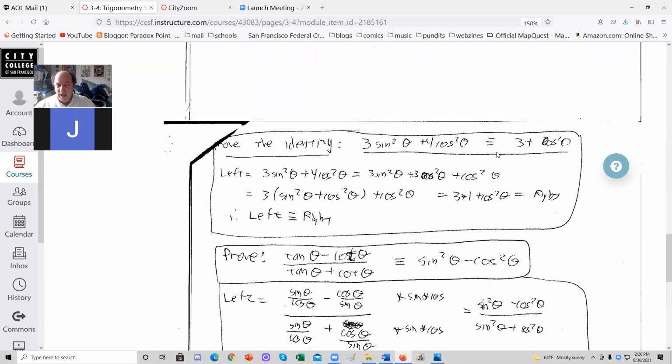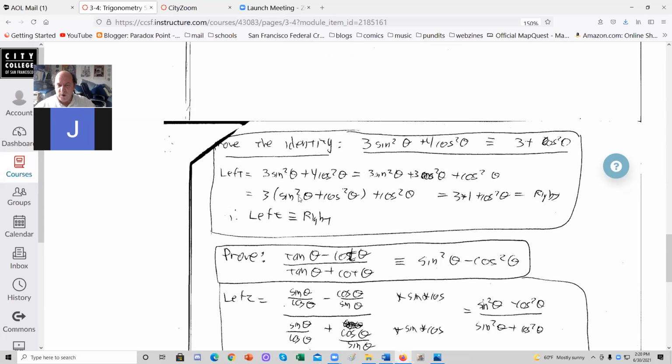We proceed. So, for example, let's prove the identity 3 sine squared theta plus 4 cosine squared theta equals 3 plus cos squared theta. Well, the left side here, 3 sine squared plus 4 cos squared. We'll break this 4 cos squared into 3 cos squared plus cos squared. So 3 sine squared plus 3 cos squared plus cos squared.